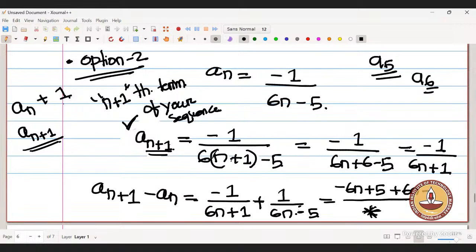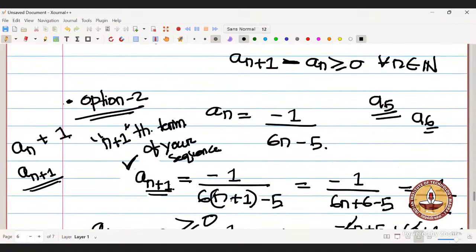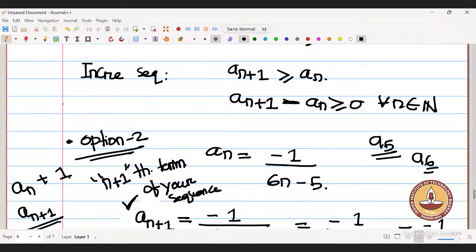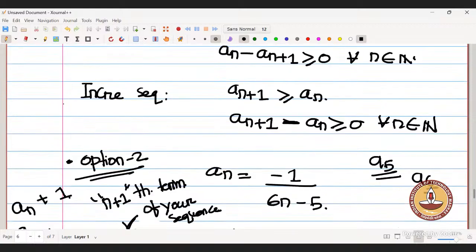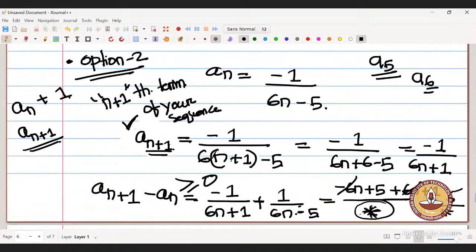Plus 6n plus 1. Minus 6n and 6n cancel. 5 plus 1 is 6. It will be greater than or equal to 0. So 6 is positive, and below in the denominator you have something positive, right? So this is greater than or equal to 0, right? If this is greater than or equal to 0, then your sequence is increasing. Clear? Okay, sir.